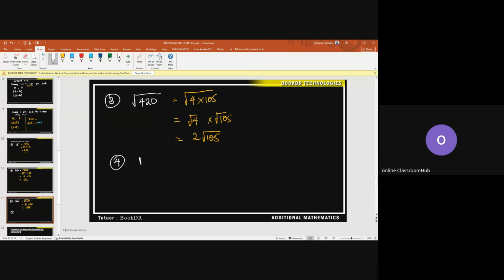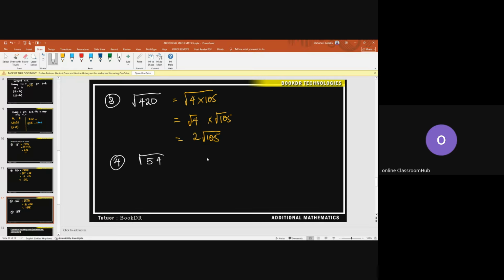We have to simplify the square root of 54. Sir, can you leave the answer as 2 root 105? No, we can't leave the answer as 105. The 2 is part of the answer. Can't you simplify the 105 again?